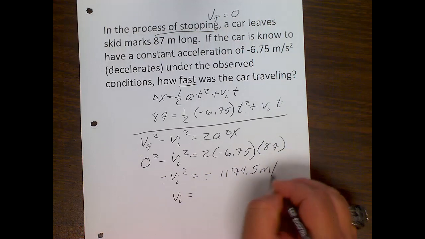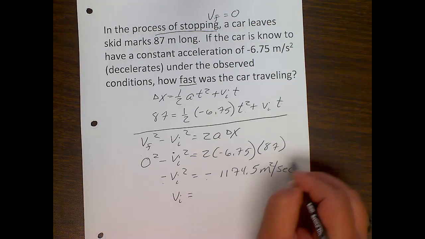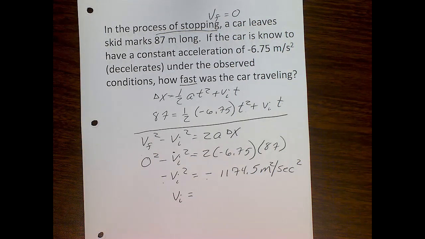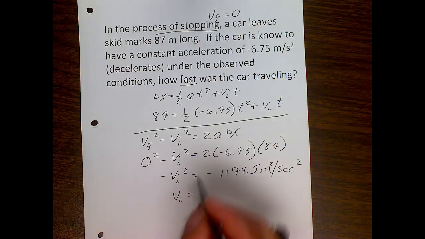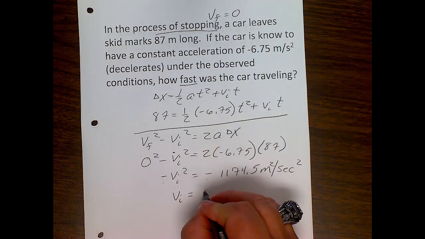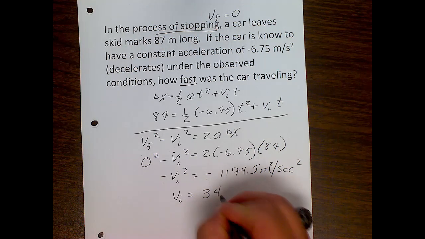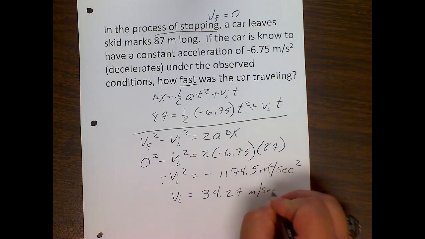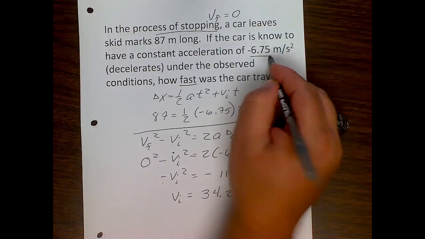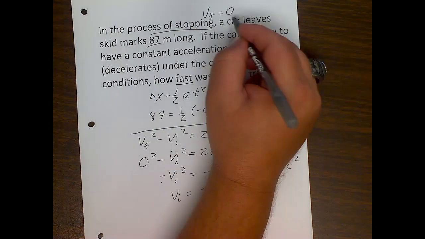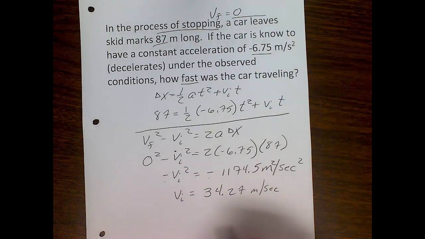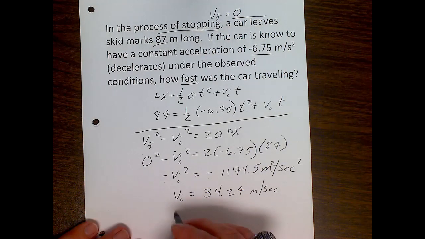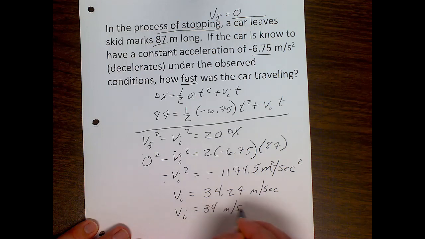Excuse me, that's meters per second. Meters squared per second squared. So that gives me a speed, an initial speed of 34.27 meters per second. 3 significant digits, 2 significant digits, and defined to be 0 means I should have 2 significant digits, so that gives me an initial speed of 34 meters per second.